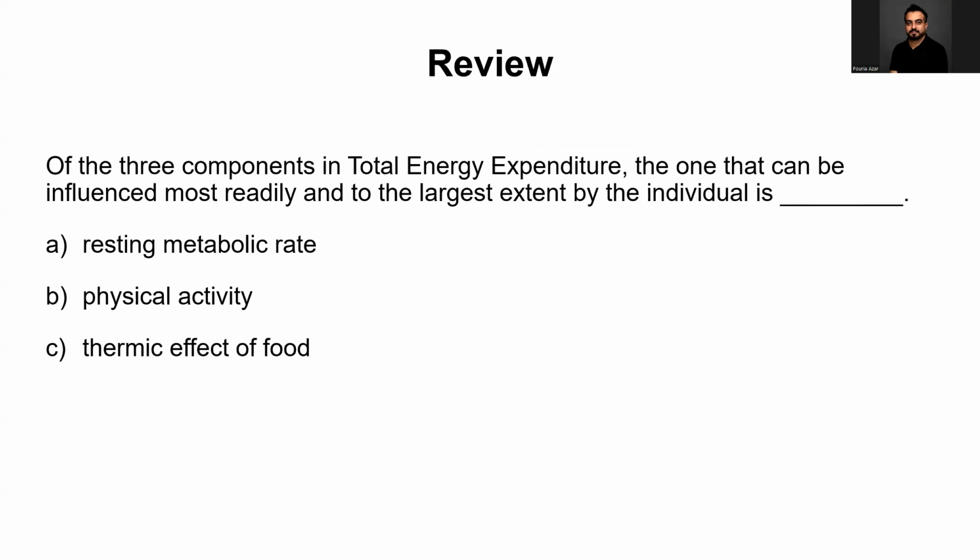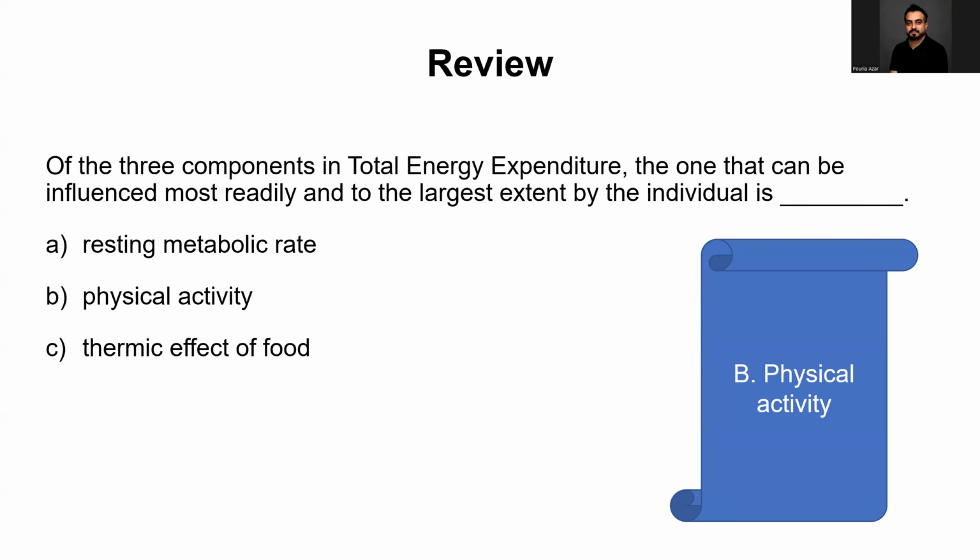So let's answer this one together. Of the three components in total energy expenditure, the one that can be influenced most readily and to the largest extent by the individual is: resting metabolic rate, physical activity, or thermic effect of food. Which one? Yes, that's correct, the physical activity.